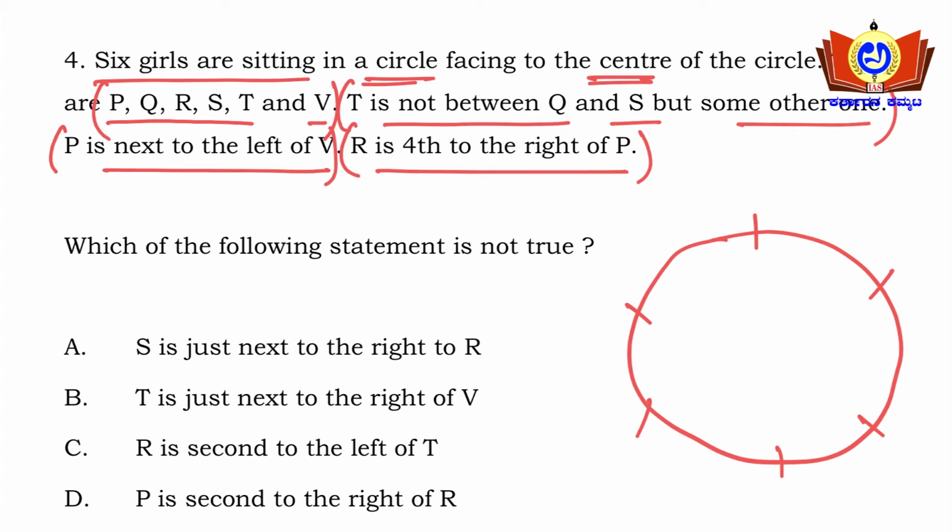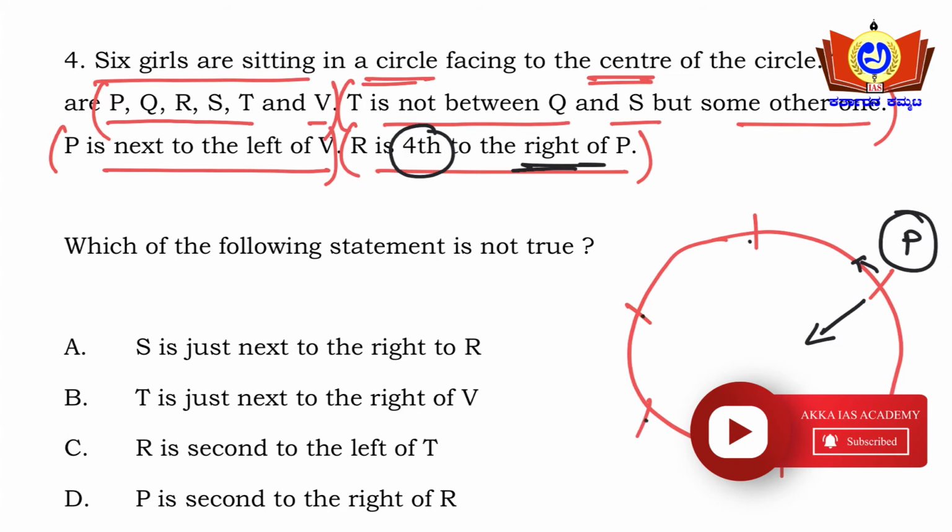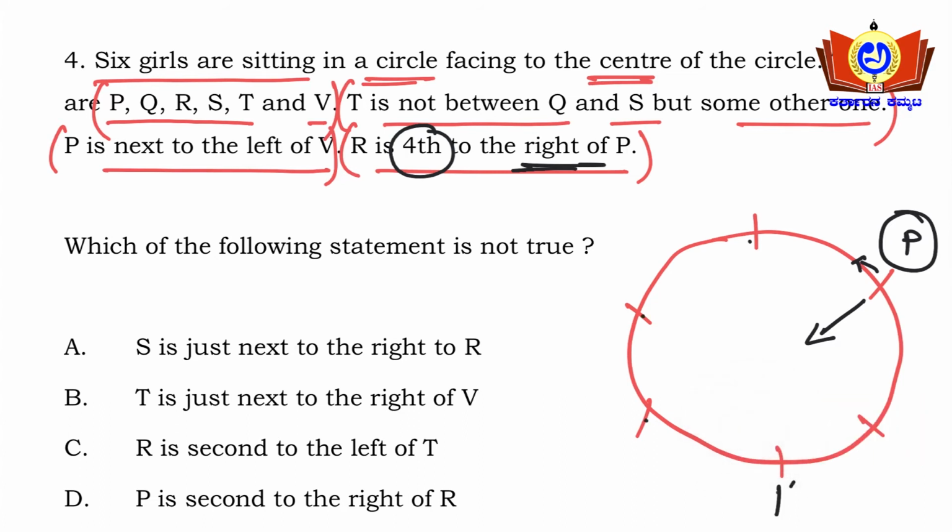If at all I fix the position of P somewhere here, so I need a reference point, right, to work on. I need some reference point, right? So I'll fix the position of P somewhere here. P's position I got here. And see, R is fourth to the right of P. If at all P is facing this direction to the center, then right will be this side. Okay, so first, second, third, fourth. So R will be here. Okay, R will be here.